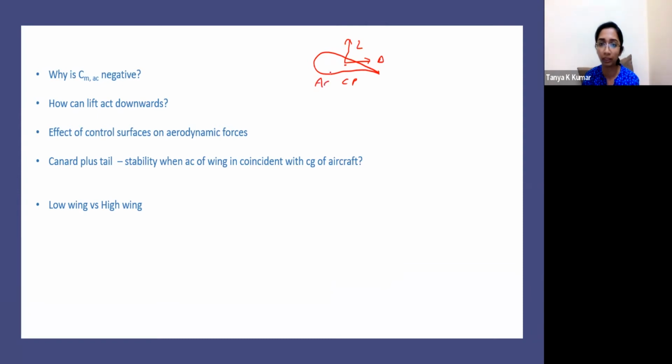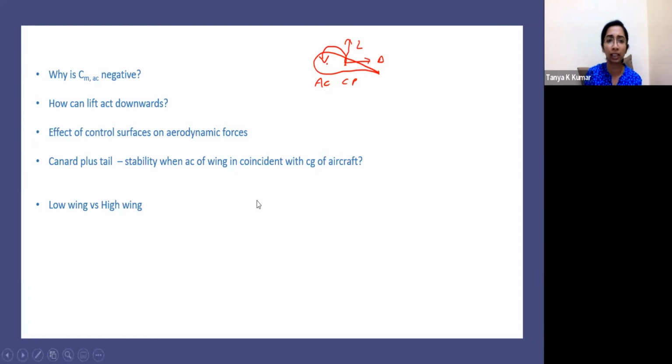So the aerodynamic center remains constant with angle of attack. While transferring these forces to the aerodynamic center, it comes with a negative moment. Pitch down is negative. So when the CP is after the AC, it comes with a negative pitch down moment, which is why CMAC is negative. The way to make this positive is to have a reflex airfoil. For a symmetric airfoil, the CP and AC are the same point, so there will be no moment and hence no CMAC.